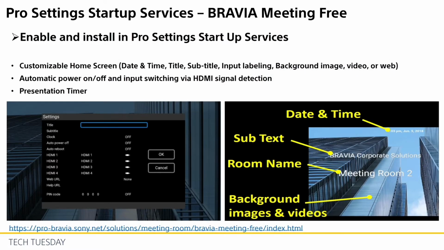What Bravia Meeting Free does is it allows you to replace the home screen with a background image and some information that can be utilized to give the room name or the corporate name. Date and time can be displayed. It also supports the auto wake up and automatic input switching. So it's a way to customize your display for a meeting room environment and give some corporate identity or useful information on the screen instead of just a black or blank screen when you walk into the room.